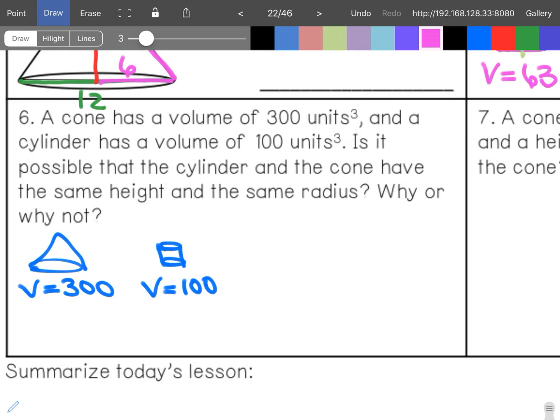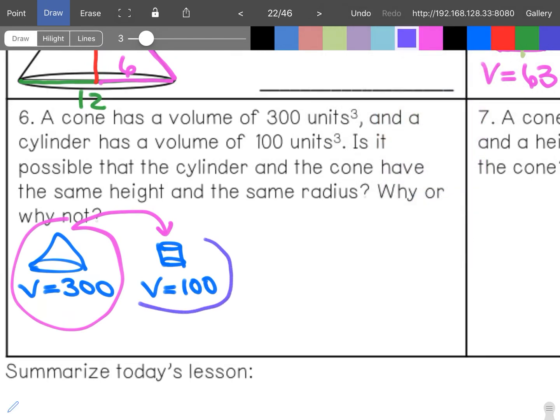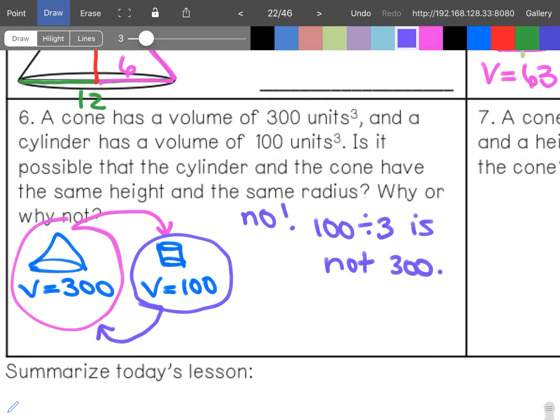Well, remember, in order to have the same height and the same radius, it would take 3 of these to equal this. Or if we went backwards, we know to take the volume of the cylinder, divide by 3, and we should get this. Well, 100 divided by 3 isn't going to be 300, so the numbers are swapped around. So, do they have the same height and radius? No. And we can just say 100 divided by 3 is not 300.